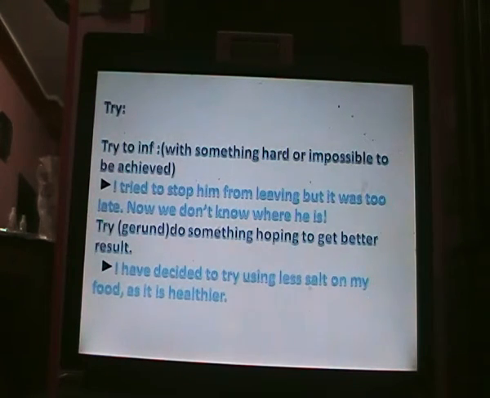But if there is hardship, something impossible and hard, then we take try to plus infinitive. Okay.